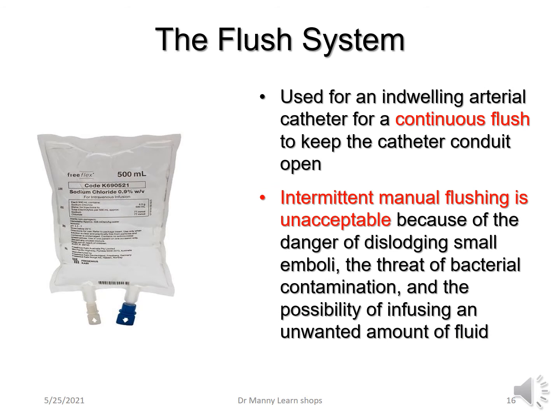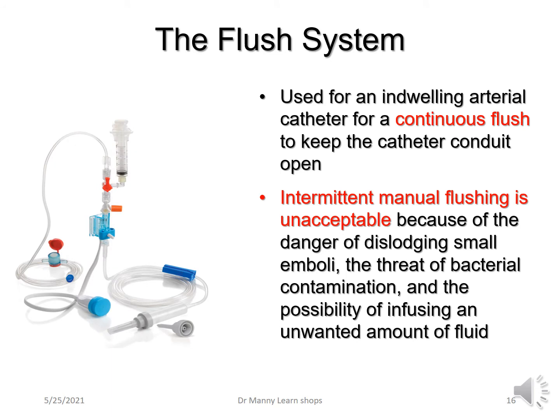The flush system. Well, what's the flush system? The flush system uses an indwelling arterial catheter for a continuous flush to keep the catheter conduit open, patent. Intermittent flushing is unacceptable because of the danger of dislodging small emboli into the artery, providing a threat of bacterial contamination, and possibly infusing an unwanted amount of fluid. The flush system for an arterial catheter.